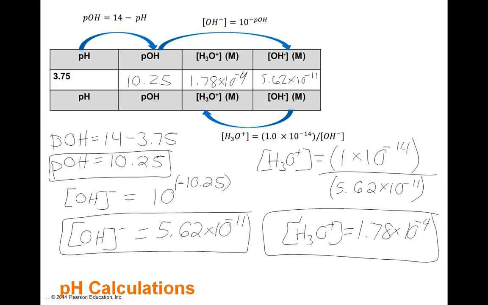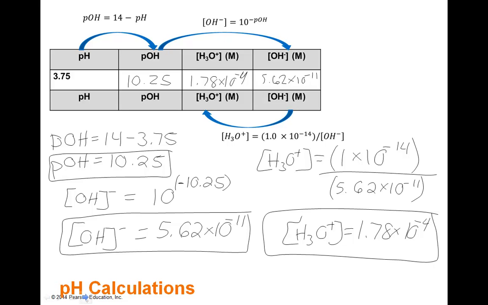Okay? And then if you add your exponents together for your hydronium ion and hydroxide ion concentrations, they should equal approximately -14. -15 is pretty common too. So all of these numbers make sense. I did my math right. We're good to go. So let's do another example.